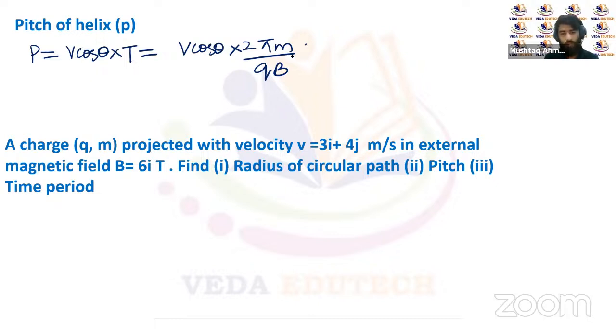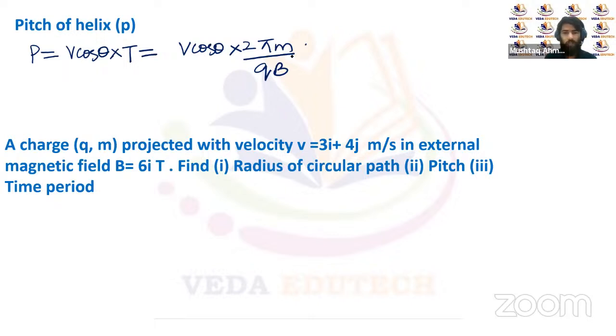Now let's try to solve a question on this, on the case third, right? The question is that a particle is having a charge q and mass m, projected with velocity 3i cap plus 4j cap in an external magnetic field which is directed along i cap direction, right, with a magnitude of 6. Now the question is to find the radius of this circular path, the pitch, as well as the time period of this circular path, right?